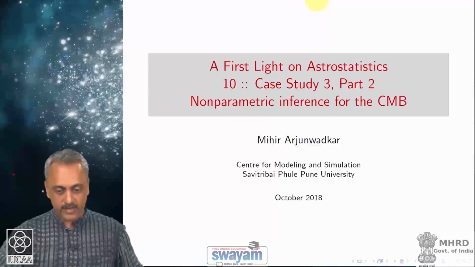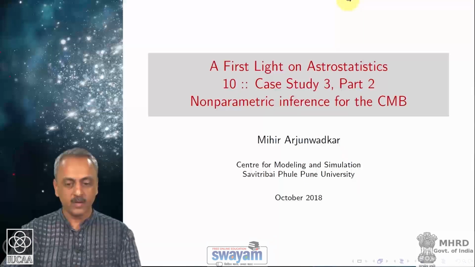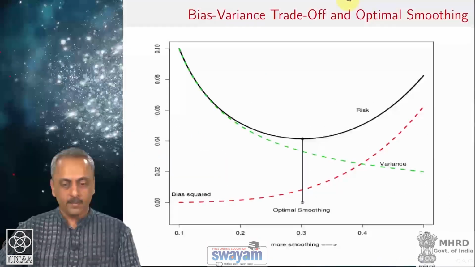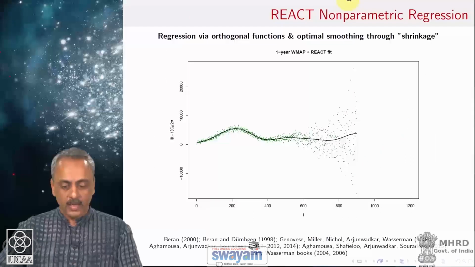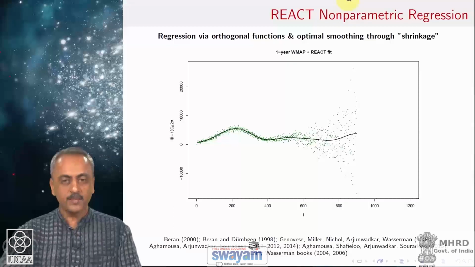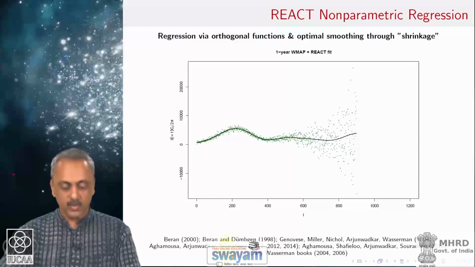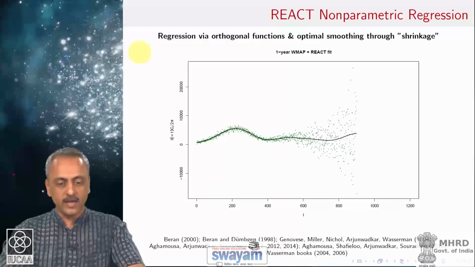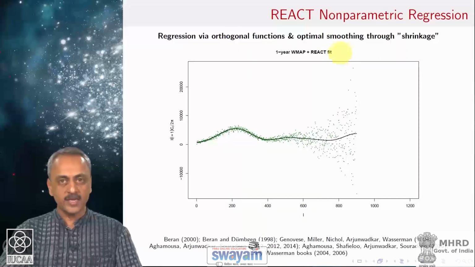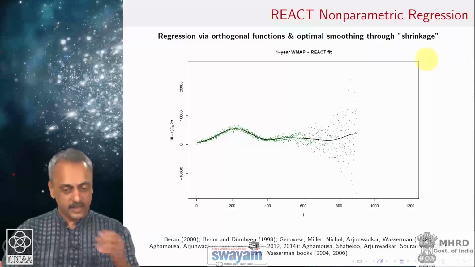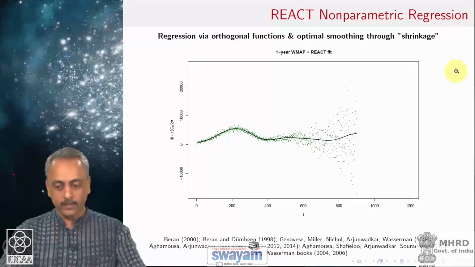This is the second part of the previous session about non-parametric inference for the cosmic microwave background. We are continuing from part 1. We talked about bias variance trade-off and optimal smoothing. The particular methodology that we use is called REACT. There are references at the bottom of this slide. This is a regression methodology based on what are called orthogonal functions, and optimal smoothing in this case is obtained through a process called shrinkage. We will not go into details of that, it is a fairly technical thing.